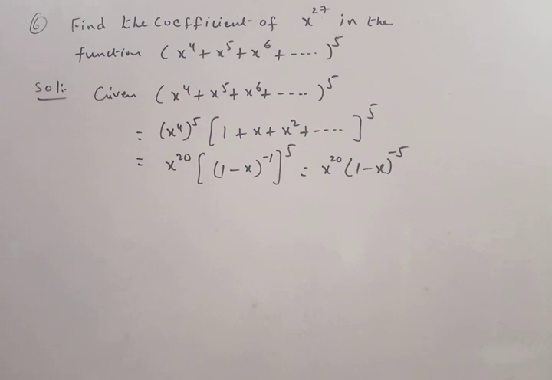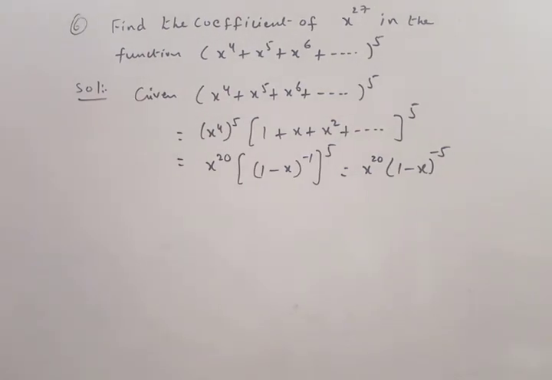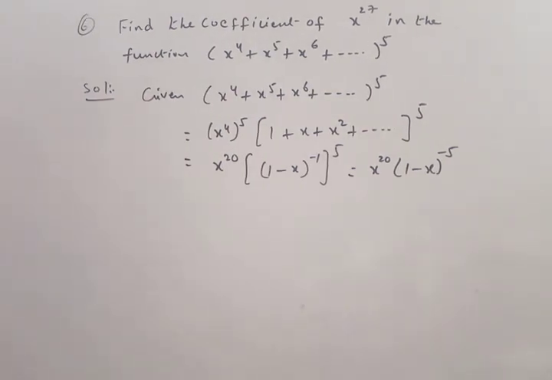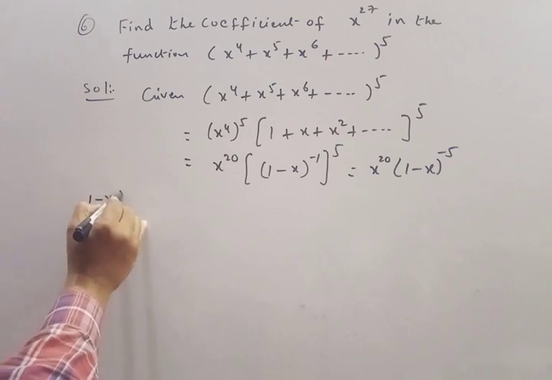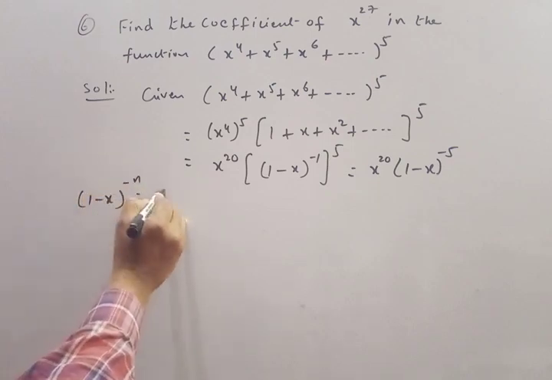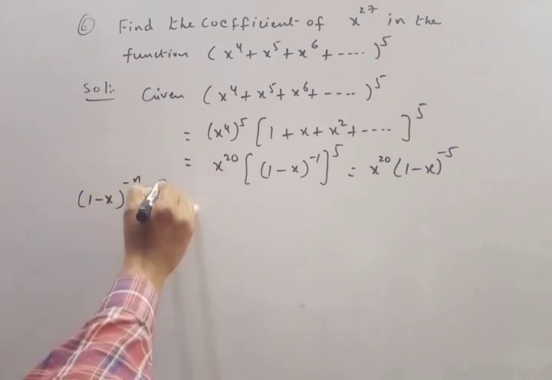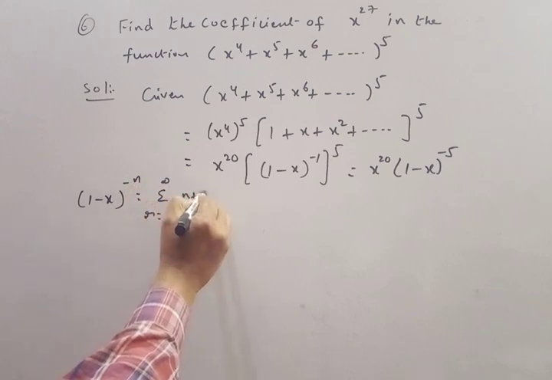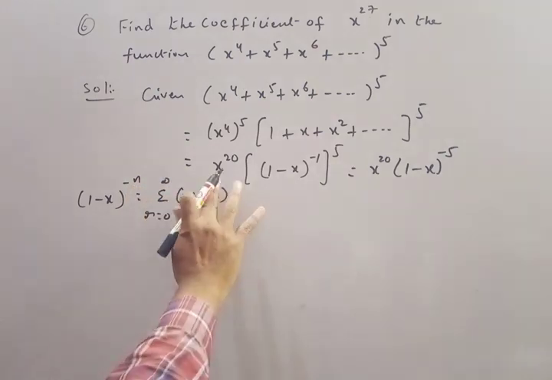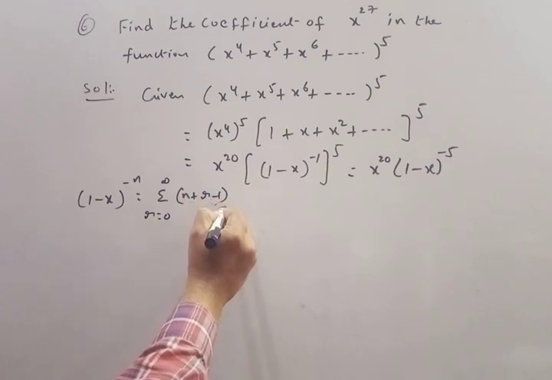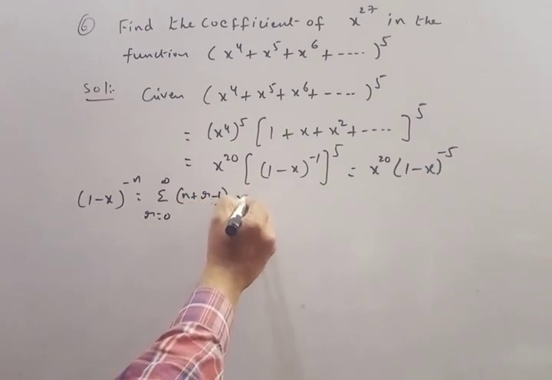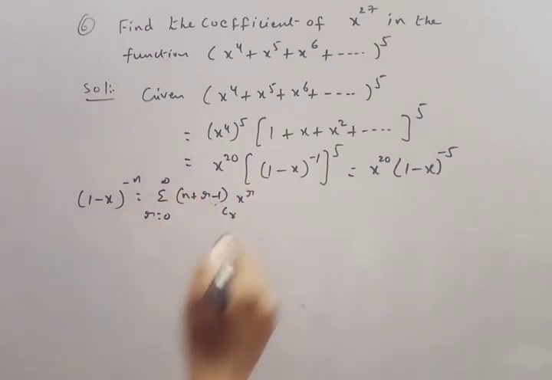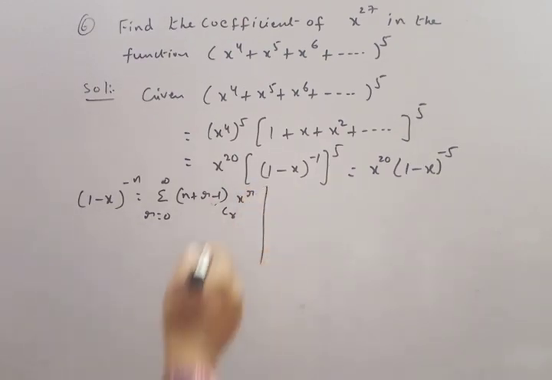The formula which we have: (1 minus x) whole power minus n will give you summation r is equal to 0 to infinity, (n plus r minus 1)Cr into x power r. This is the formula we have. Correct? So (1 minus x) whole power minus n, the formula is this one.